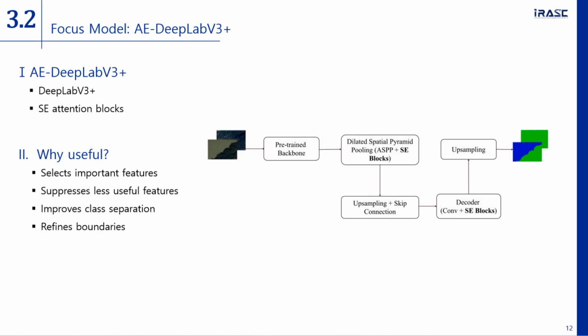For example, when identifying water bodies, color and continuous regions may be important. When identifying roads, thin linear structures may be important. When identifying agricultural land, field texture and boundaries may be more important. Therefore, AE DeepLab v3+ combines the multi-scale contextual ability of DeepLab v3+ with the feature selection ability of the attention mechanism.